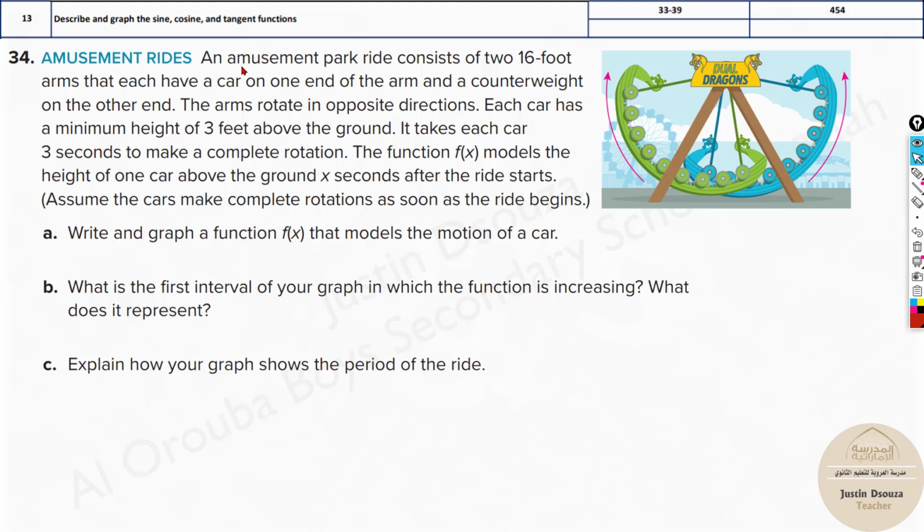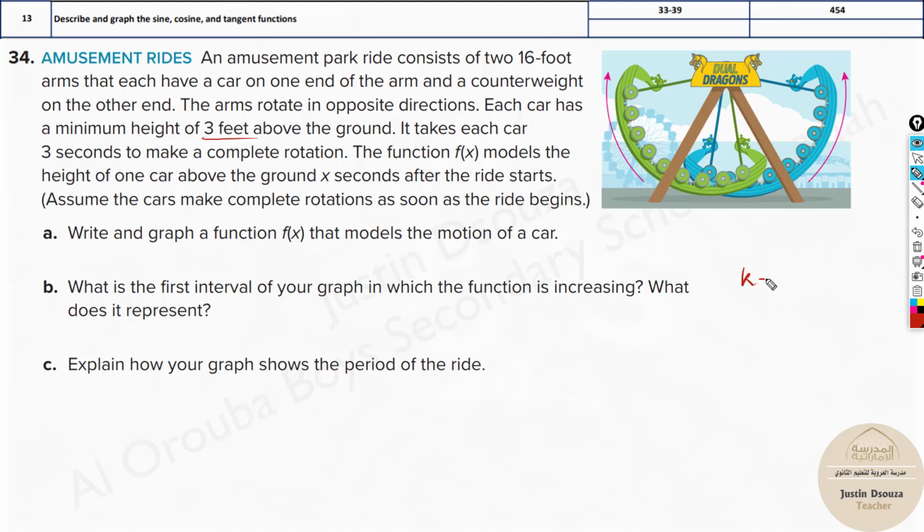Let's do this one as well. An amusement park ride consists of 16 foot arms. You can see there are 16 foot in height that each have a car on one end of the arm and a counterweight on the other end. The arms rotate in opposite directions. Each car has a minimum height of 3 feet above the ground. This is for the midline, that 3 feet above the ground.